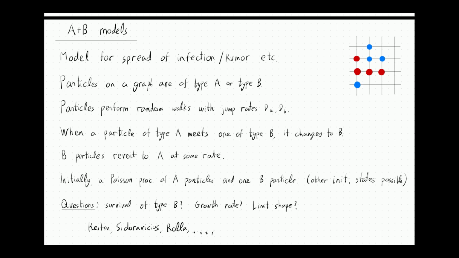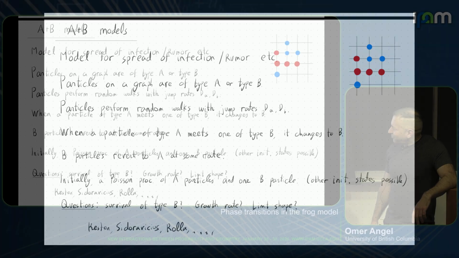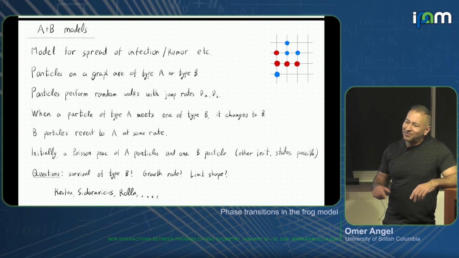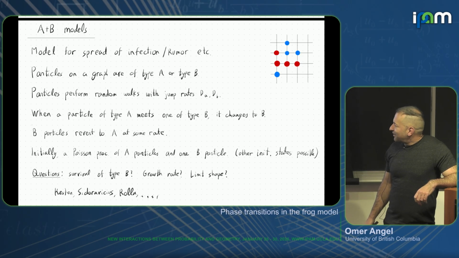Now, there are several variations on this. Some of them are that the particles of type B can revert to type A. So if you're infected, you can heal. If you know the rumor, you might forget it. So maybe there's some rate of doing this. The frog model has a different variation where the particles have a finite lifetime. Once a particle has type B, it moves around for a while and then dies. But there are several variations on this that people are interested in.